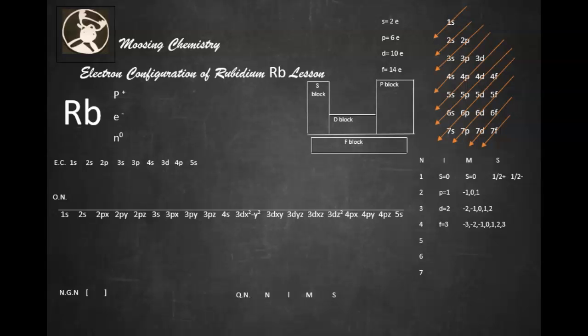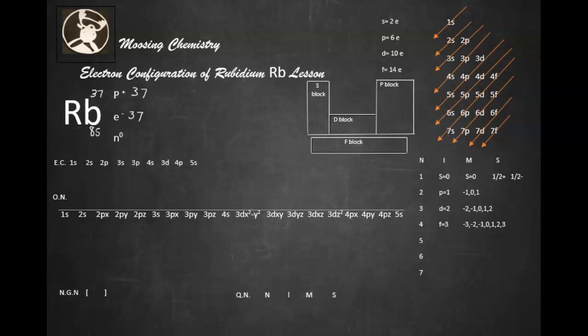Now, rubidium is element number 37 on the periodic table, so we're going to put a 37 right here for our atomic number. And our atomic mass number is going to be 85, so we're going to write 85 right here. So we're going to have 37 protons and 37 electrons, because it's electrically neutral.